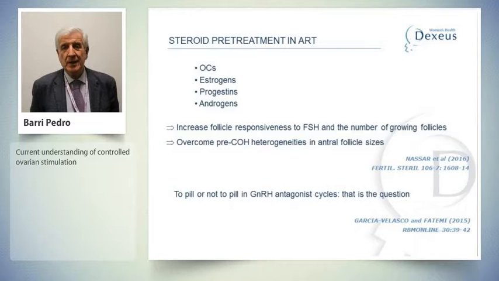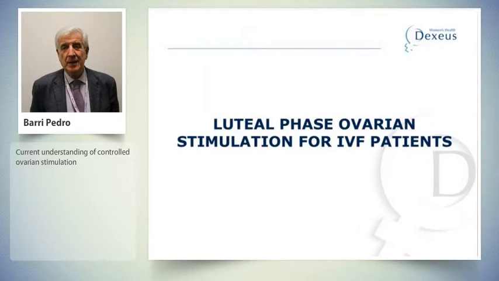But this is a hot issue to discuss, and several publications in the literature have focused on this: to pill or not to pill in GnRH antagonist cycles. And this is a recent publication. In some of the publications, as you will see, some are against the use of OCs as a pretreatment. Some are in favor. So we have here an issue to discuss.